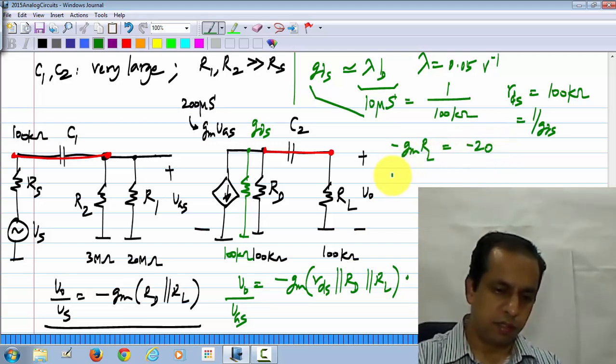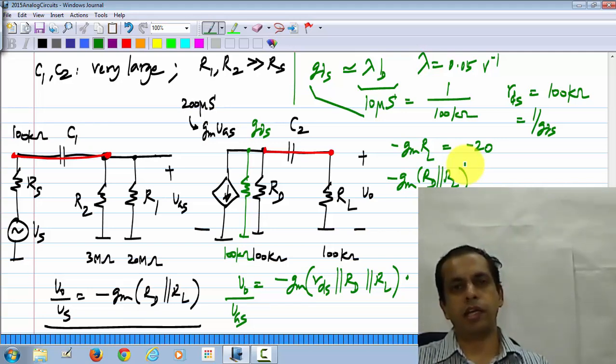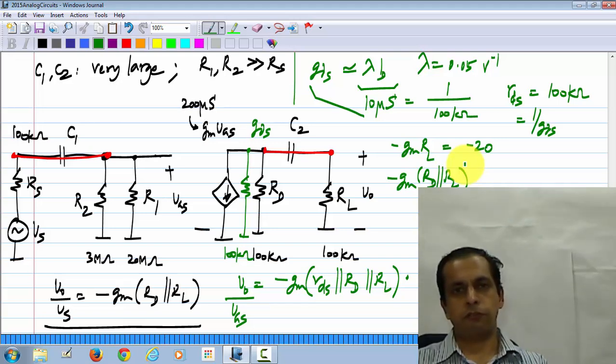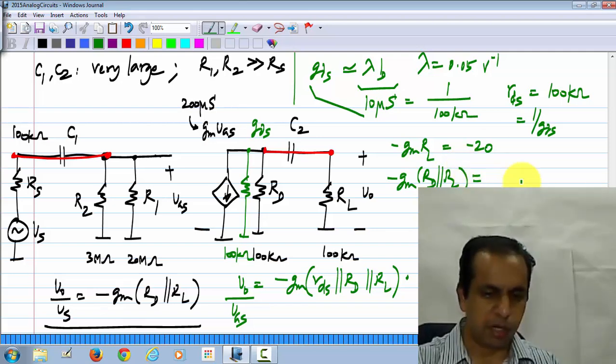And what we really get is minus GM RD parallel RL, because RD is inevitable and we can try to make RD higher and higher, but that will need a larger and larger supply voltage. If we choose RD to be 100 kilo ohms, the same as RL, then the gain will become half of what it was before. So, we get only minus 10.